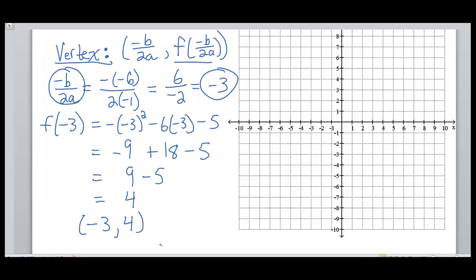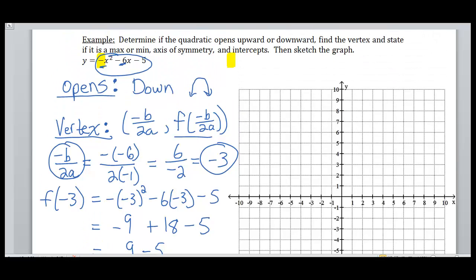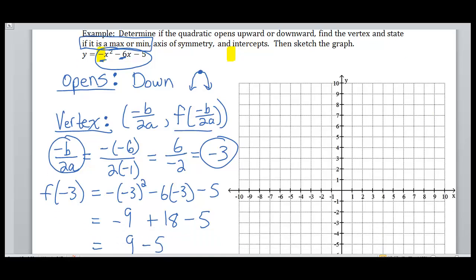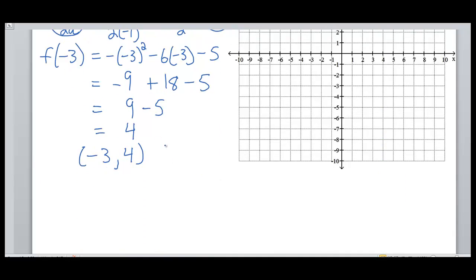I have my x and my y coordinate. Now, this problem asks me to state whether my vertex is a max or a min. The way I know if it's a max or a min is to determine how it opens. Since it opens down, my vertex would be here, and it would be considered a max. It's a maximum point. Max is abbreviated for maximum. After I found my vertex, I'm going to go to my axis of symmetry.